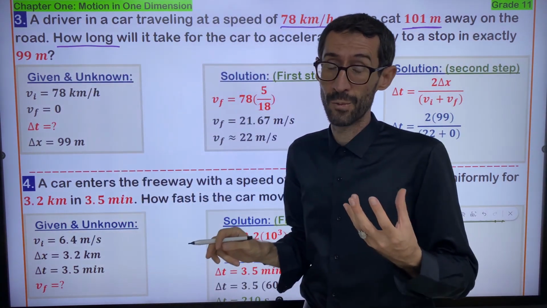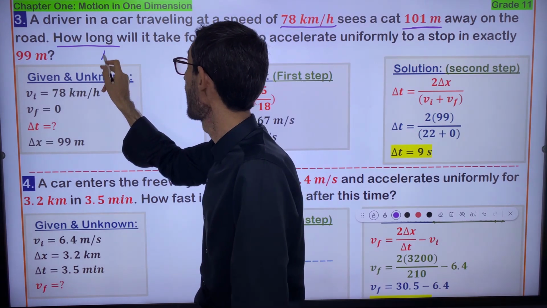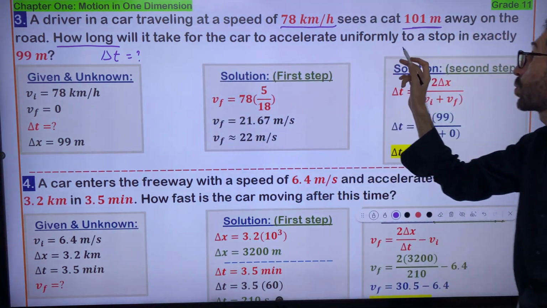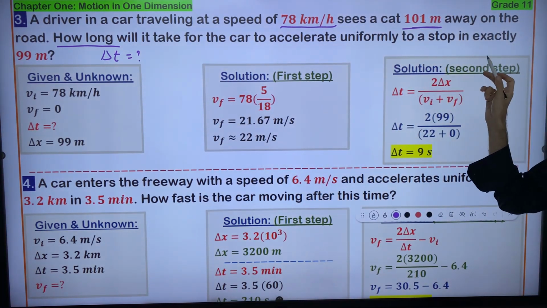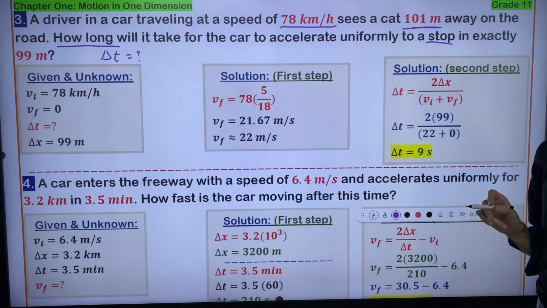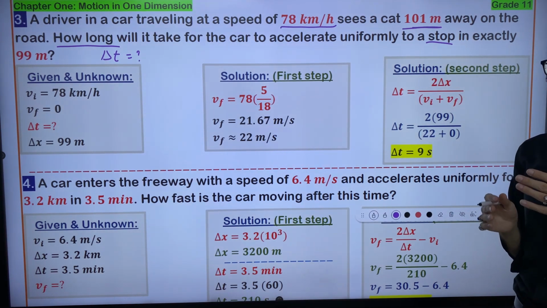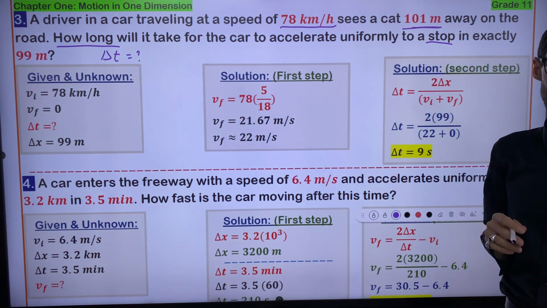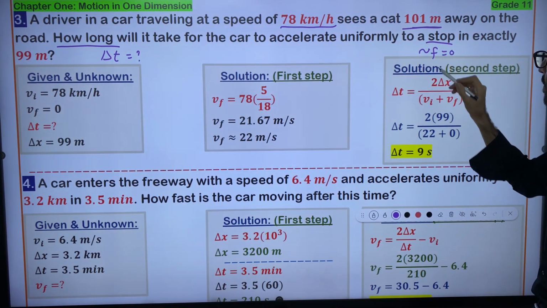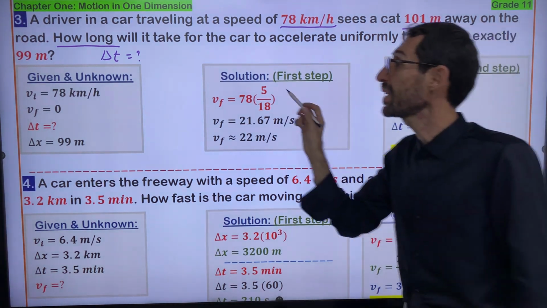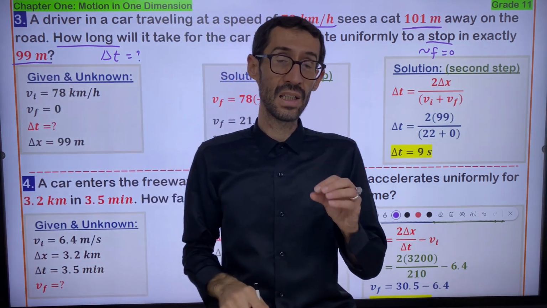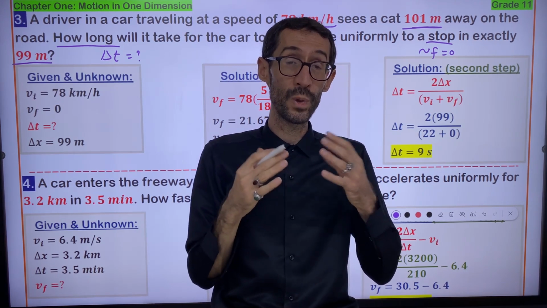So what do we look for? We look for delta t. How long will it take for the car to accelerate uniformly to a stop in exactly 99 meters? So you know what stop means: the object comes to rest at last, which means the final velocity v final is equal to 0, right? But here it says the object stops at exactly 99 meters. So what shall we do here?